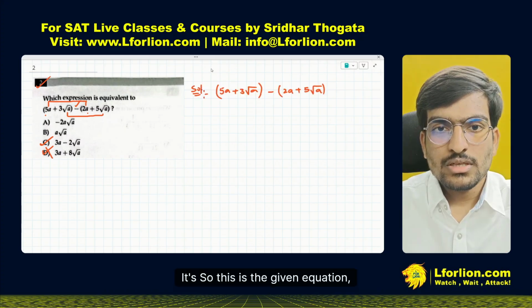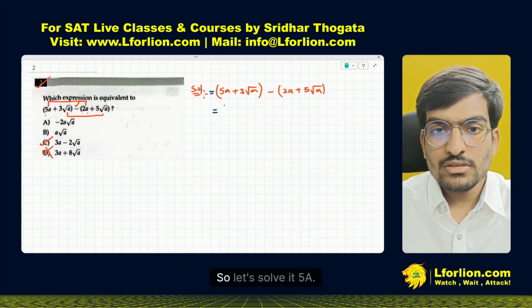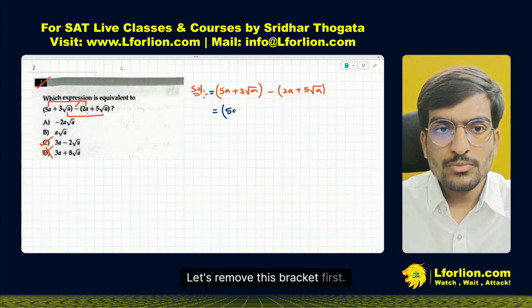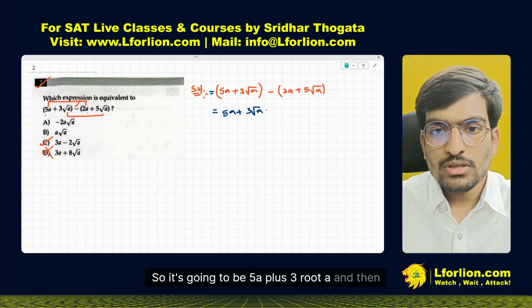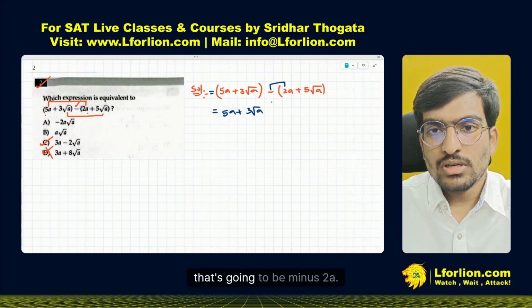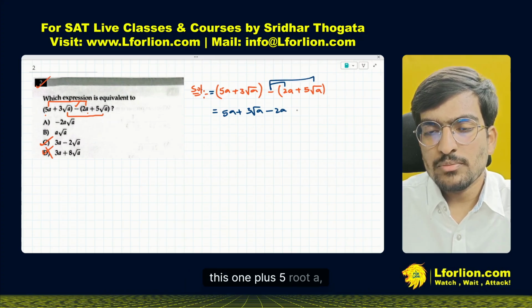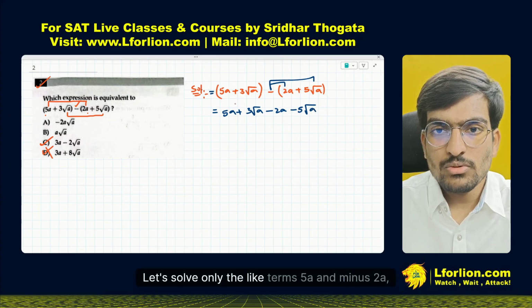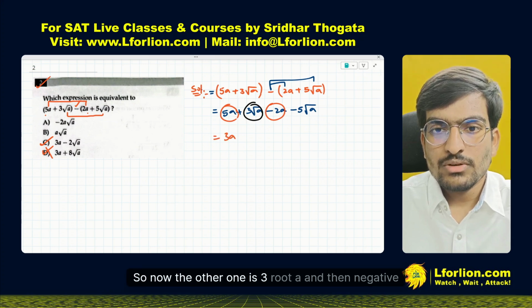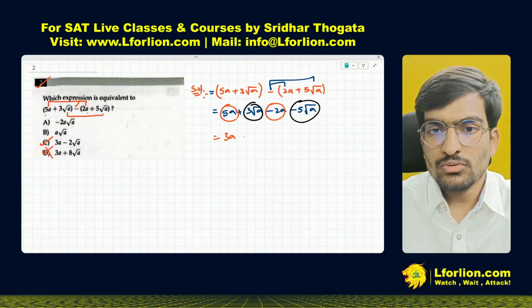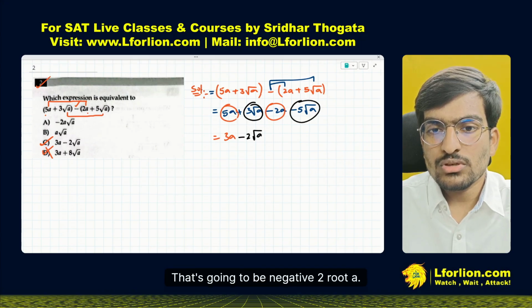So this is the given expression. So let's solve it. 5a. Let's remove this bracket first. So it's going to be 5a plus 3 root a, and then minus times 2a. That's going to be minus 2a, and then minus times this one plus 5 root a. It's going to be minus 5 root a. Let's solve only the like terms. 5a and minus 2a, that's going to be 3a. So now the other one is 3 root a and then negative 5 root a. That's going to be negative 2 root a.